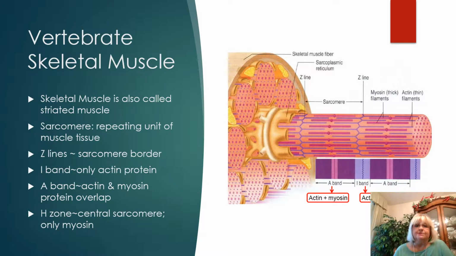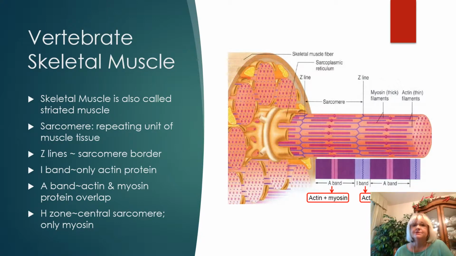Vertebrate skeletal muscles. So the skeletal muscle is also called a striated muscle. Each muscle fiber is a single cell that is packed with bundles of myofibrils made up of actin units surrounding thick myosin units. The sarcomere is a repeating unit made up of myofibrils of a muscle tissue. Z-lines border the sarcomere, which anchor the thin actin filaments.